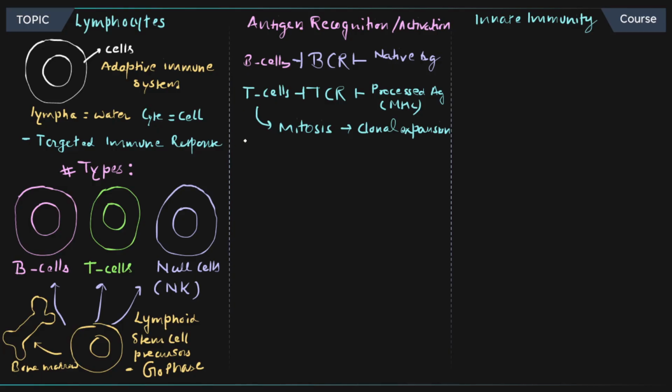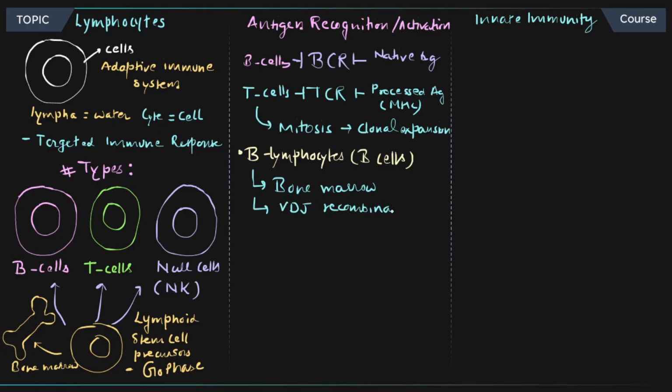Now, one by one, let's talk about these lymphocytes. Let's talk about B lymphocytes. They are also known as B cells. So let me write it down, B cell over here. The maturation and development will happen in the bone marrow, and then further development happens because of the VDJ recombination, and that contributes to the receptor diversity in B cells. Okay, that's a big topic.